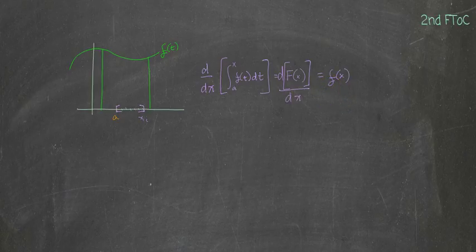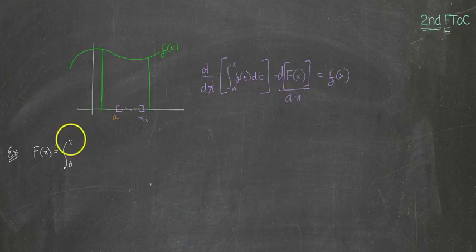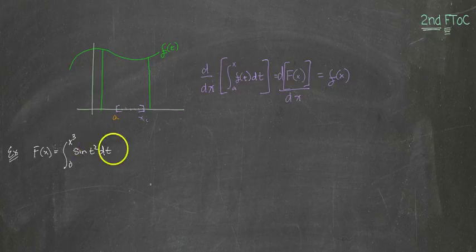So how on earth is this useful, and how could this possibly be so useful that we would call it the second fundamental theorem of calculus? Well, let's do an example to see if it can start to make sense for us. So we have some antiderivative, which is defined as the definite integral from 0 to x cubed of sine t squared dt.